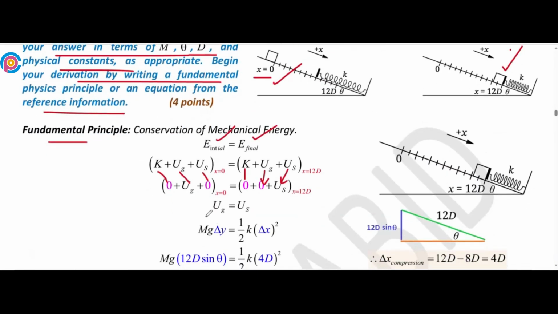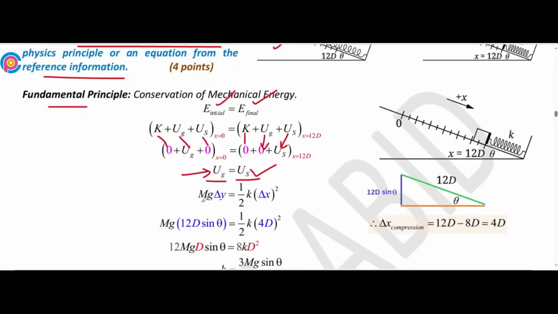So first we have gravitational potential energy, and finally there is spring potential energy. In simple terms, loss in gravitational potential energy should be equal to gain in spring potential energy. Gravitational potential energy is mg delta y, and spring potential energy is 1/2 k delta x squared. Potential energy depends upon the height. The total path traveled is 12d, and the vertical component is 12d sin theta. So delta y can be written as 12d sin theta.